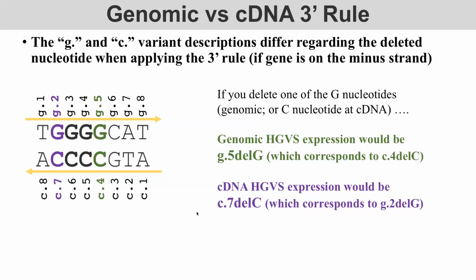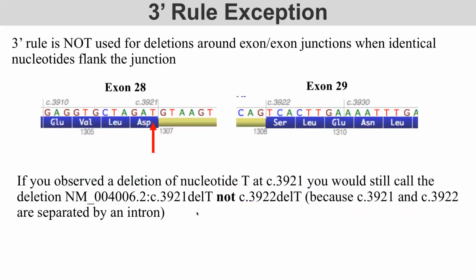And then one exception to the 3' rule is when you are looking at adjacent nucleotides at the cDNA level that are actually not next to each other genomically because there is an intron between them. So, for example, even though 3921 and 3922 are both T's, if you saw deletion of this T, you would not shift it and call it 3922 deletion of a T, because you're actually able to confirm it was this T that's deleted because the surrounding sequences are different.